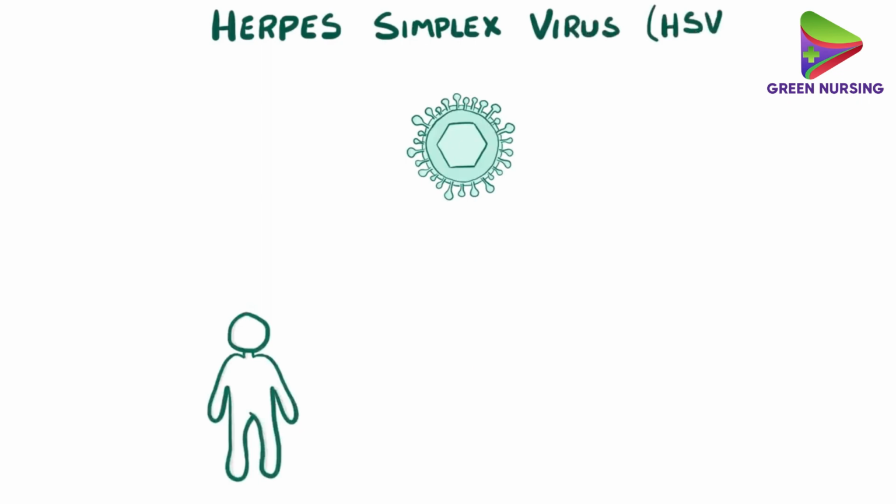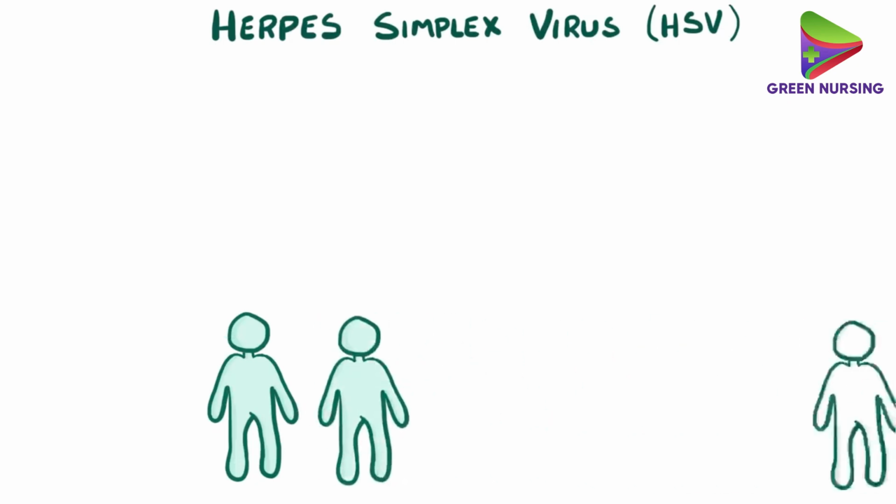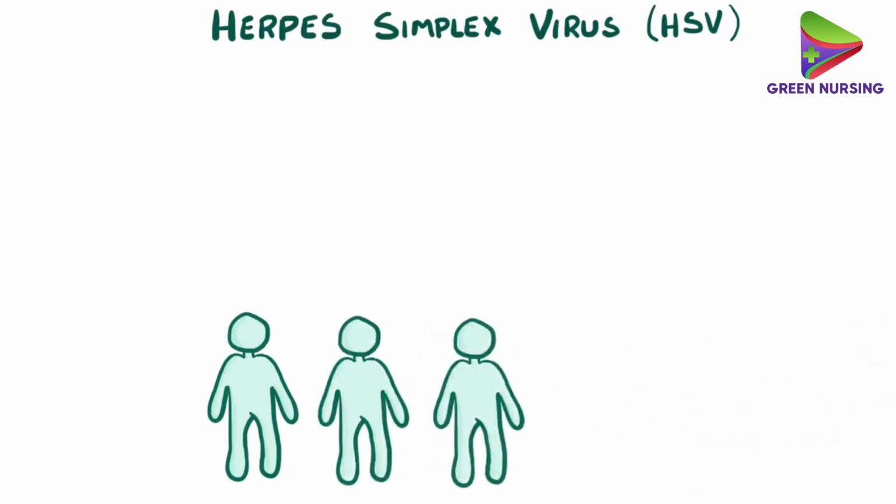Most of the time when herpes simplex virus, or HSV, infects a person, there are no symptoms. In fact, it also usually moves from one person to another in the absence of symptoms. So therefore it can move through a population silently.